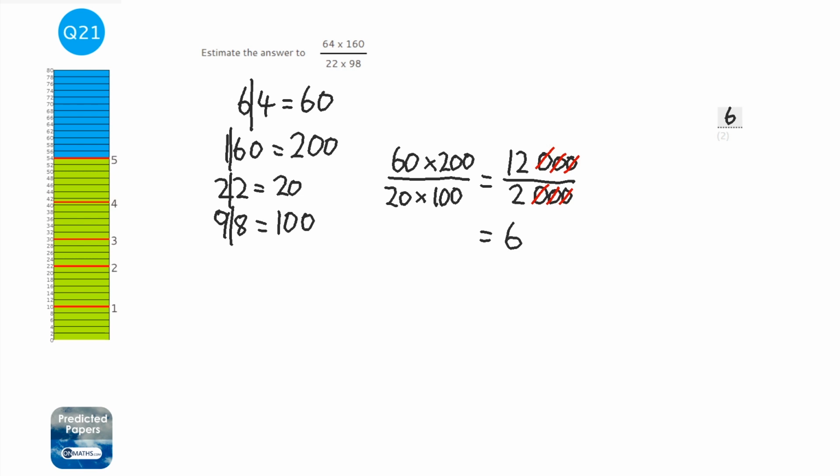There are different ways of doing it. I could have cancelled down at this stage here and divided top and bottom by 20. So that would leave 10 there. And then divide top and bottom by 10. So that would leave 10 there. 60 divided by 10 is going to be 6. Loads of different ways of doing it.